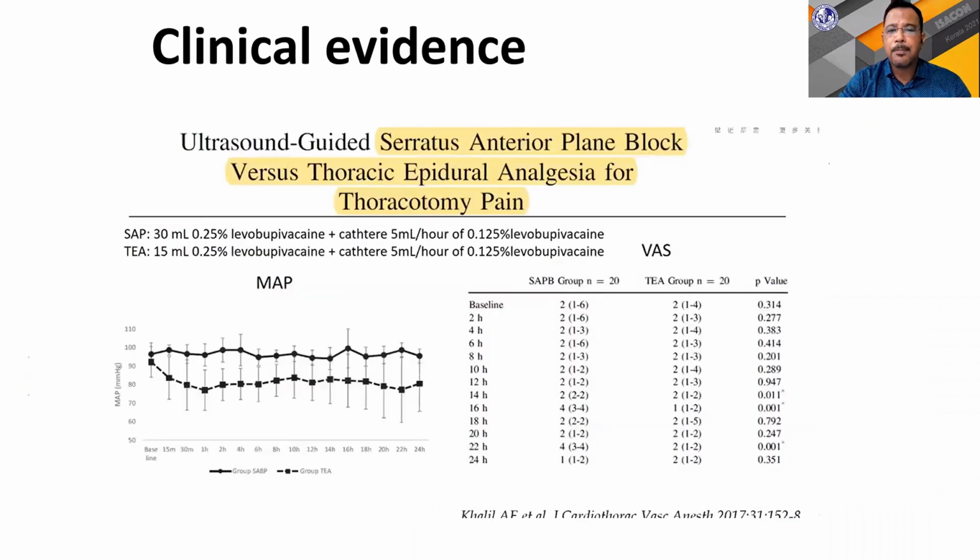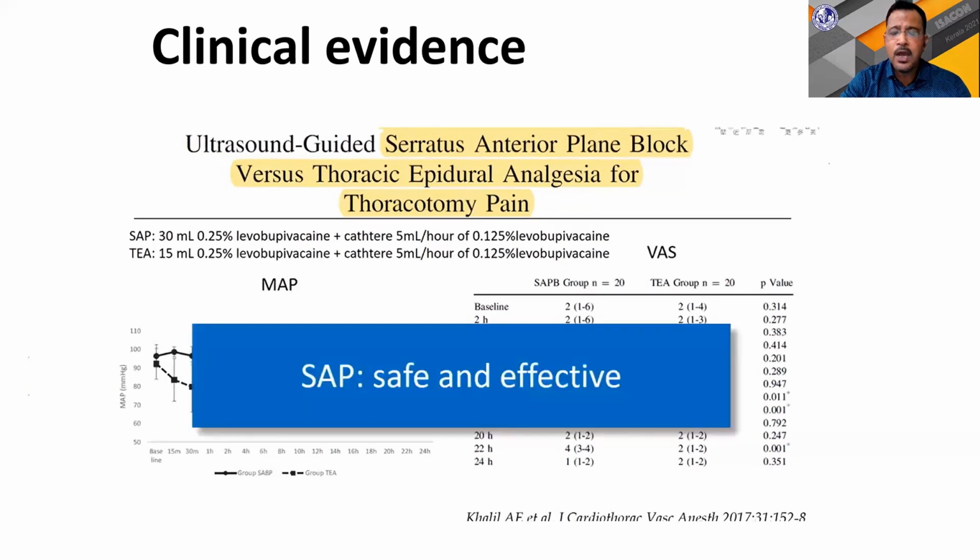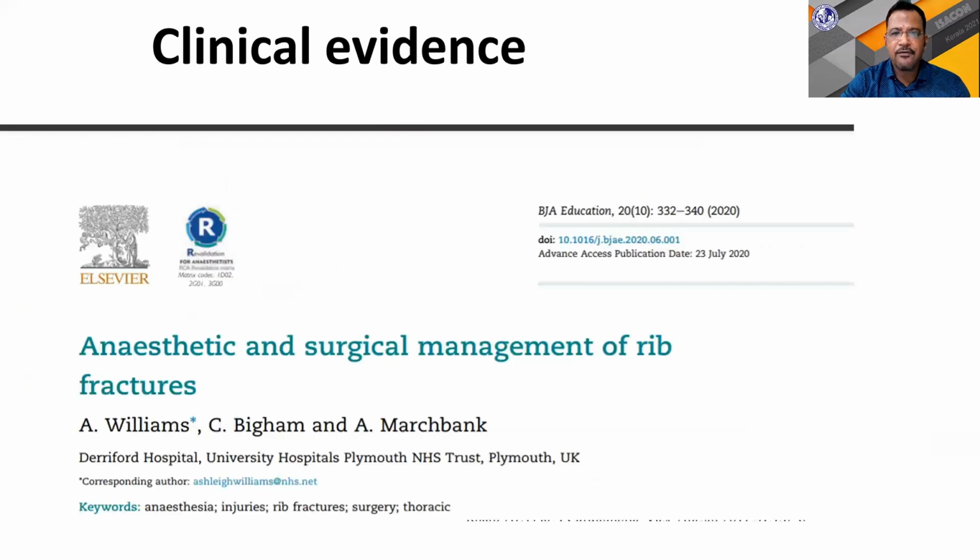And this is one paper which compared the serratus anterior plane block with thoracic epidural analgesia for thoracotomy. Patients who received epidural analgesia were slightly more hemodynamically unstable, but there was no difference in VAS score between the serratus anterior plane block group and the thoracic epidural analgesia group. So the authors concluded that serratus anterior plane block is safe and effective.